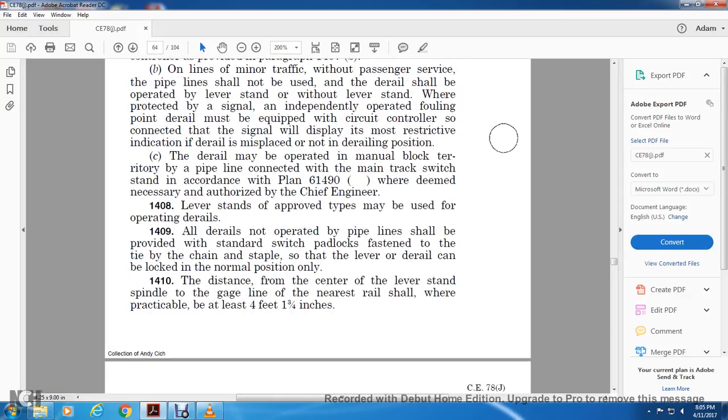The derail may be operated manually in unblocked territory, and the pipeline connected with the main track with switch and stands in accordance with plan 61490, where deemed necessary and authorized by the chief engineer. Lever stands of approved types may be used with the operating derails.